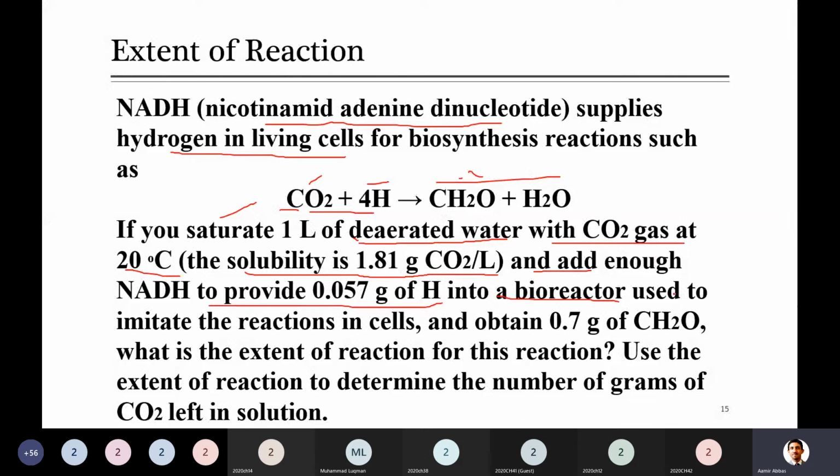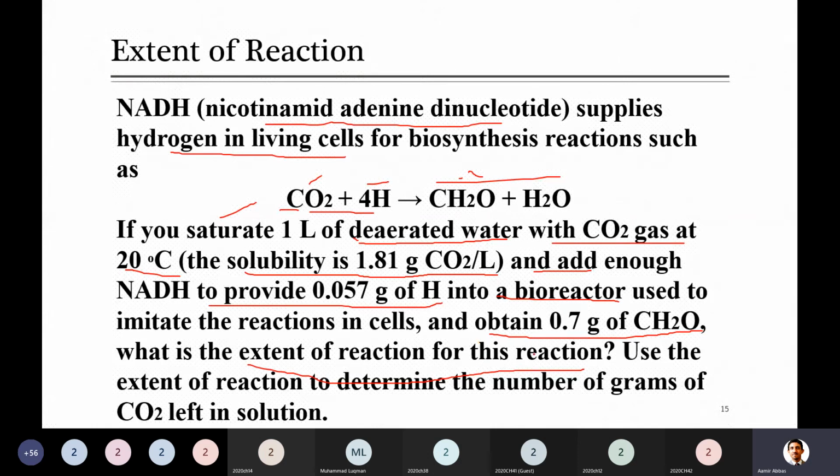They will be producing two products in a bioreactor used to initiate the reaction in the cells and to obtain 0.7 gram of CH2O. What is given to you? Amount of first reactant 1.81 gram, amount of second reactant 0.057 gram, and amount of one product which is 0.7 gram is given here. What is the extent of reaction for this reaction? He asks us to calculate the extent of reaction.